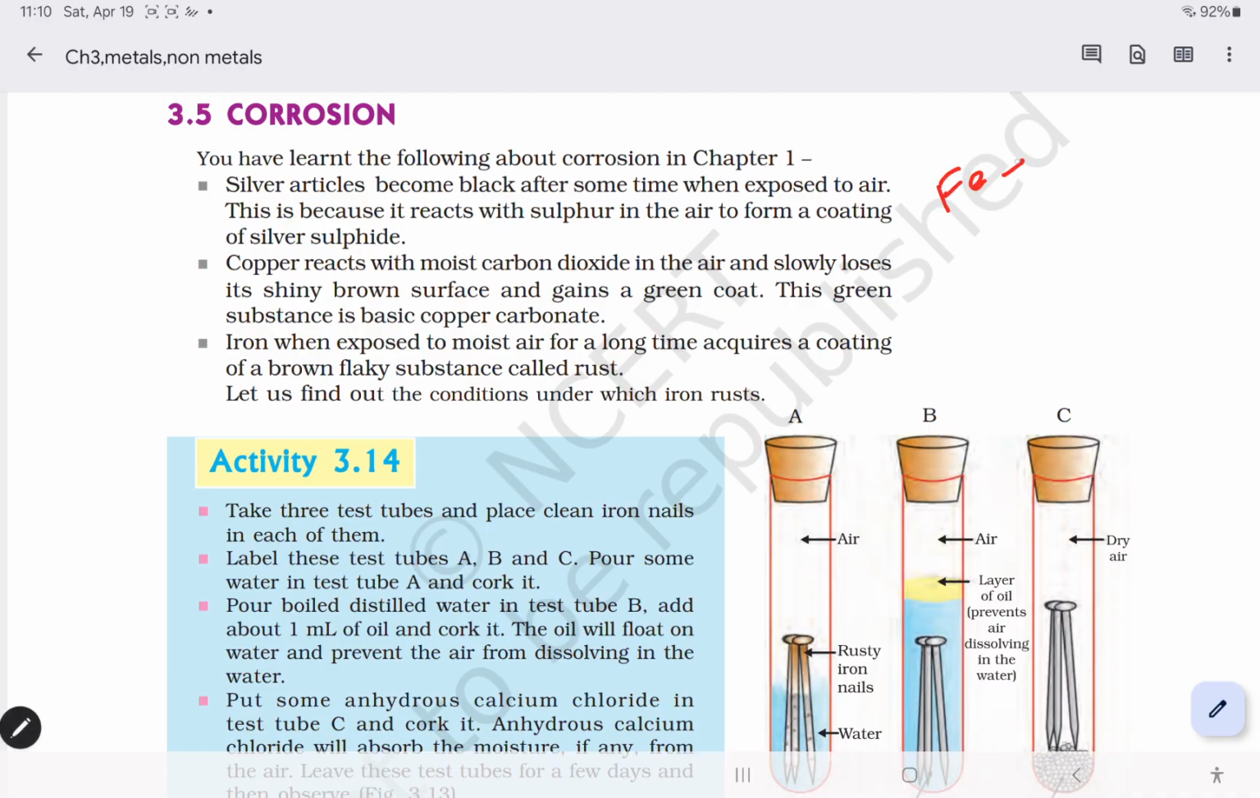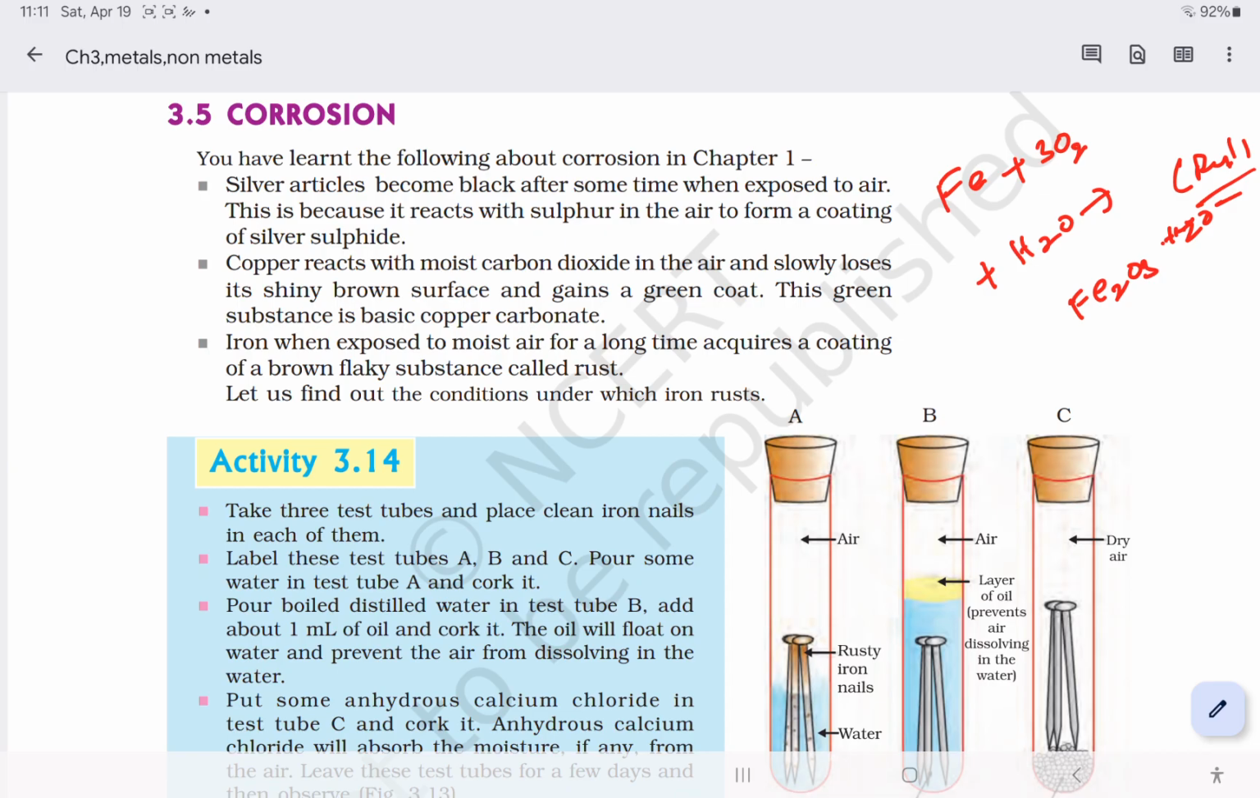Whenever you leave iron in the atmosphere with some moisture, H2O and oxygen are both there. It will form Fe2O3, together with H2O, and this is known as rust, right?